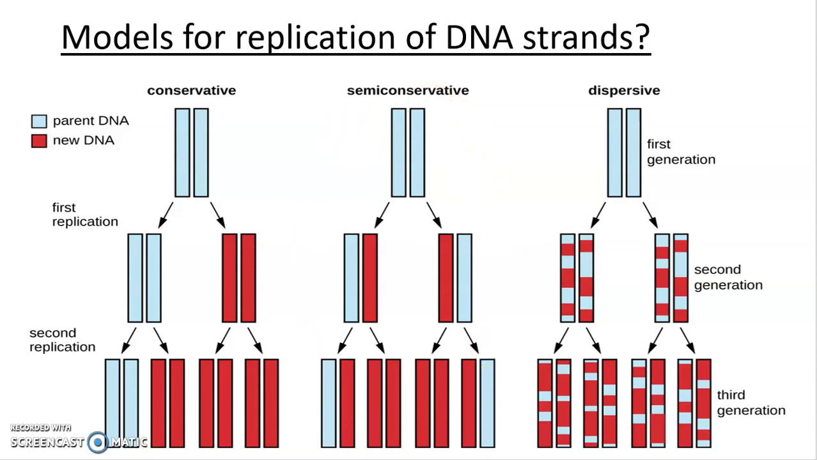Semi-conservative is a little bit different. Here you save half of the old DNA and then you make a new DNA. So you end up with half and half DNA, half old and half new.